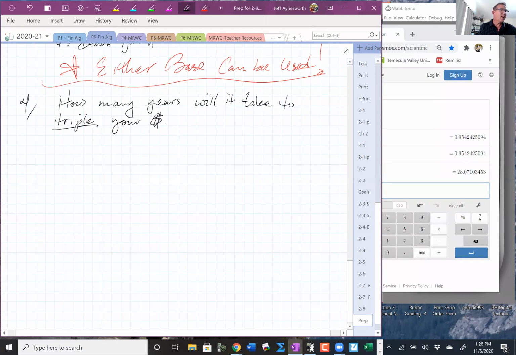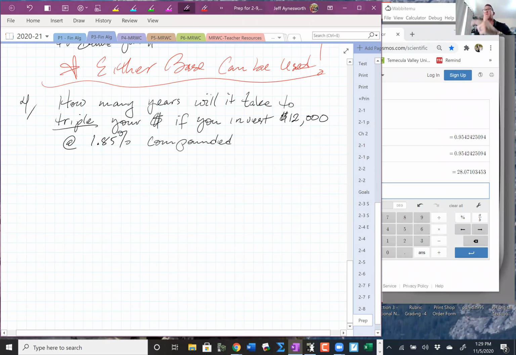If you invest $12,000, there's your principal, or your present value. So if you invest $12,000 at, let's say, 1.85% compounded monthly. So we're just going to change it up a little bit, because you guys need to be able to handle different situations, whether it's quarterly, monthly, daily. It doesn't really matter. The process is the same, but the results are different.